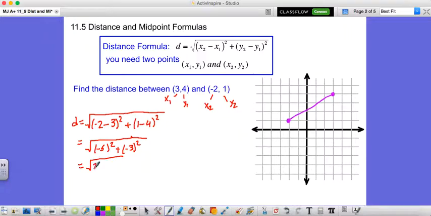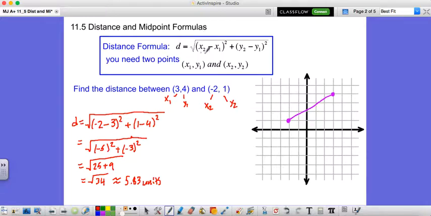Negative 5 squared is 25. Negative 3 squared is 9. So the square root of 25 plus 9, which is the square root of 34. If we wanted an exact answer, we can go ahead and plug that into our calculator. 34 is not a perfect square. And when we do that, we should get about 5.83 units. So this length is 5.83.